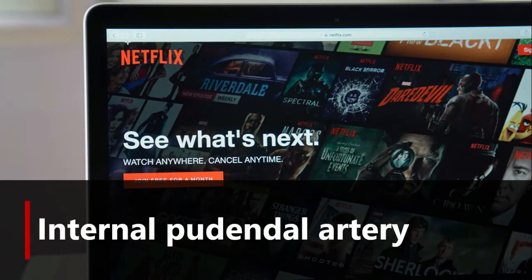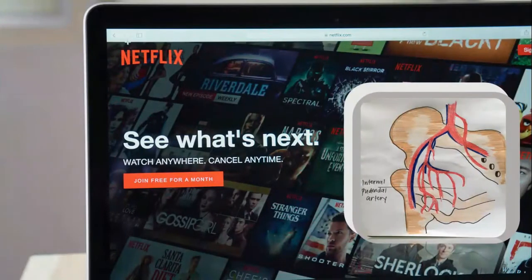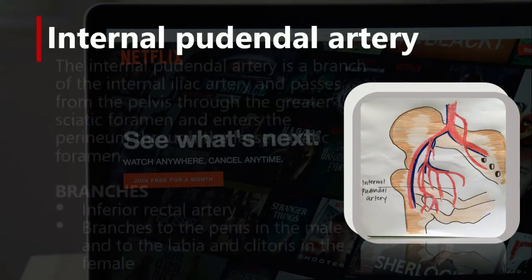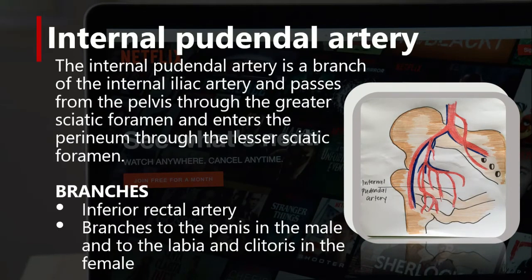Lastly is the internal pudendal artery. The internal pudendal artery is a branch of the internal iliac artery and passes from the pelvis through the greater sciatic foramen and enters the perineum through the lesser sciatic foramen. Its branches are the inferior rectal artery and the branches to the penis in the male and to the labia and clitoris in the female.